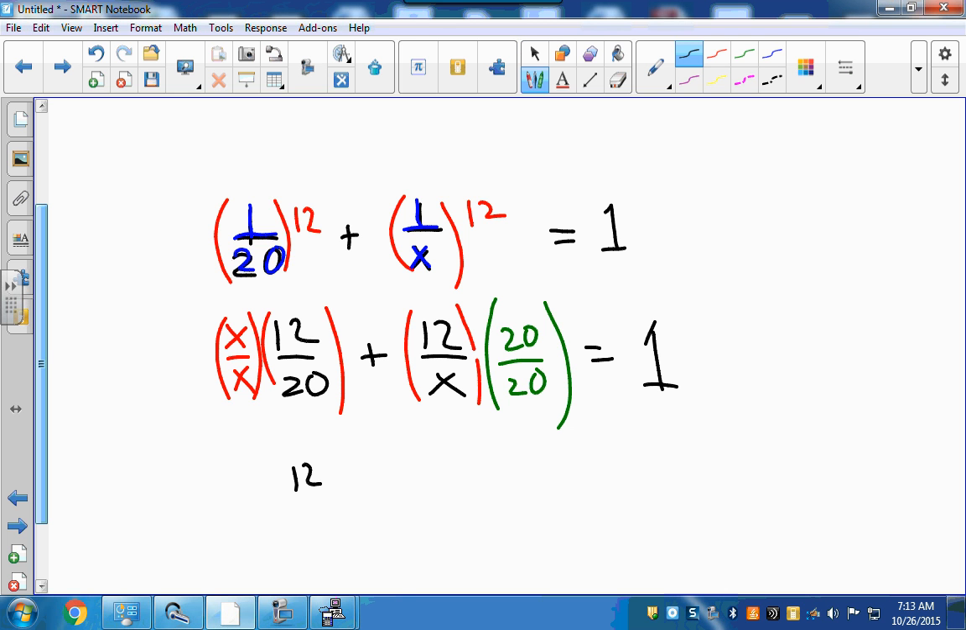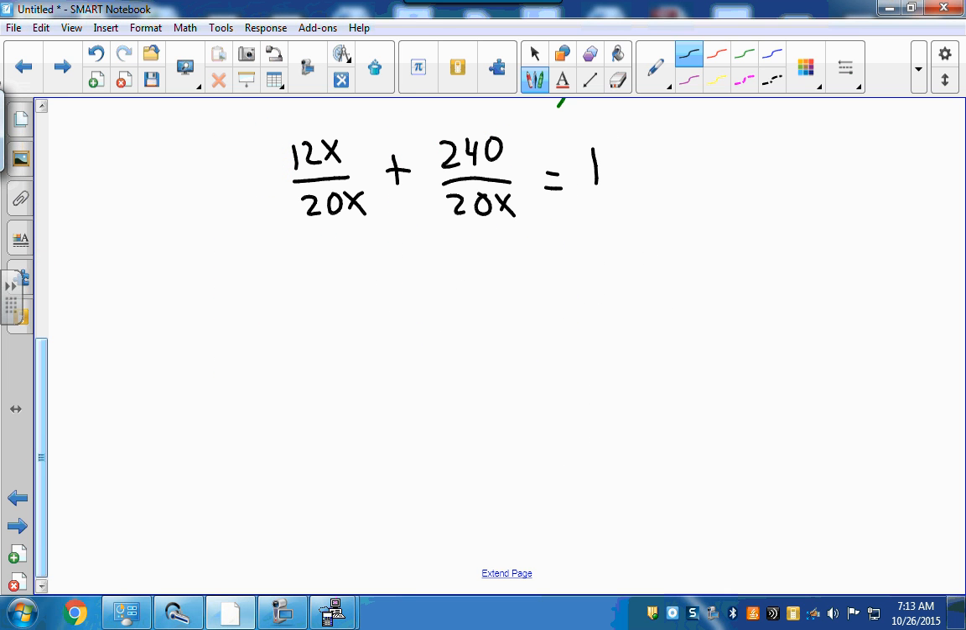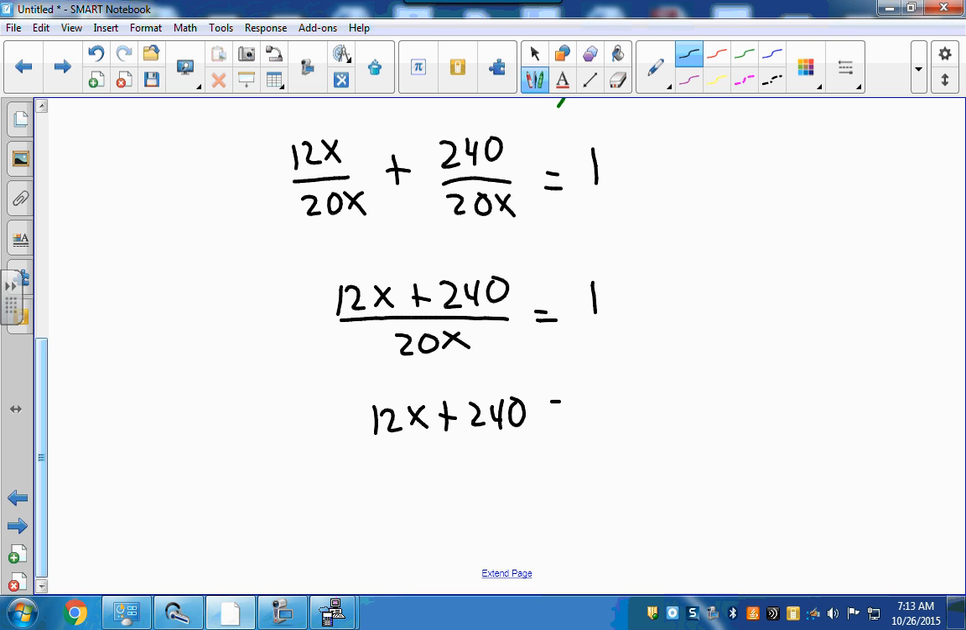We have 12x/20x and we have 240/20x. And that's equal to 1. So common denominator achieved. We can add them up. 12x plus 240 over 20x is 1. 12x plus 240 is 20x. Subtract off the 12x's, we get 8x is 240, or x is equal to 30.